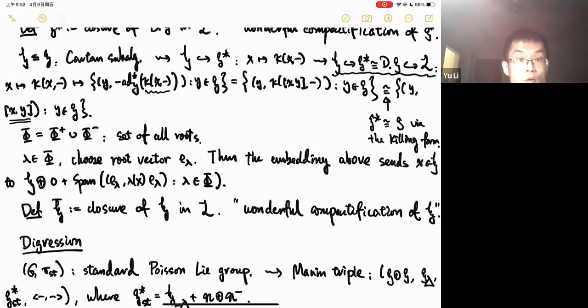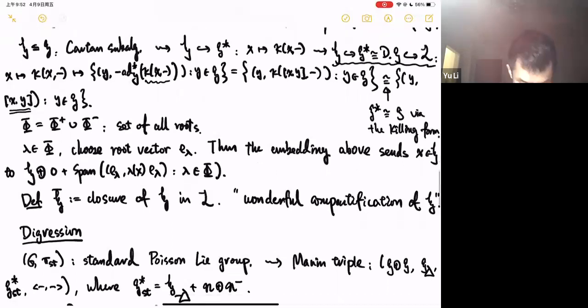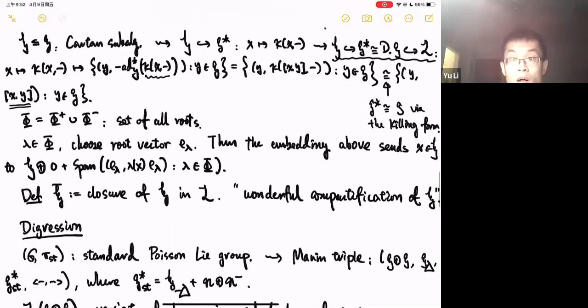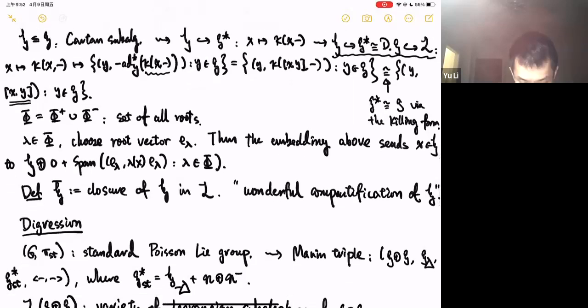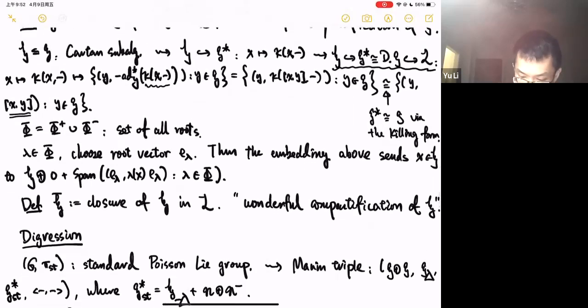Okay, any questions so far? Okay, great. So I define H bar to be the closure of H inside L. And this is to be called the wonderful compactification of H.